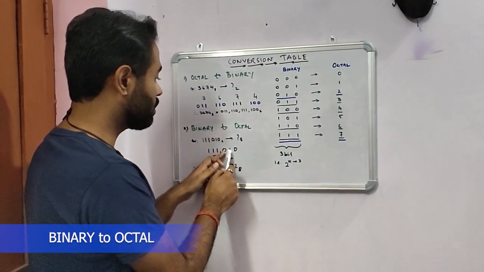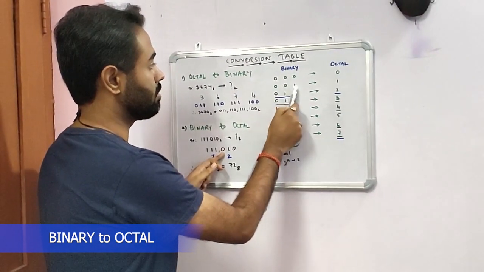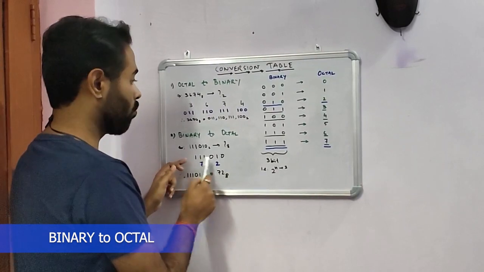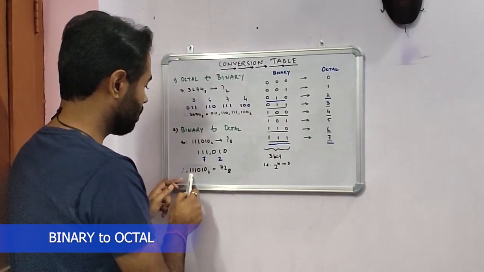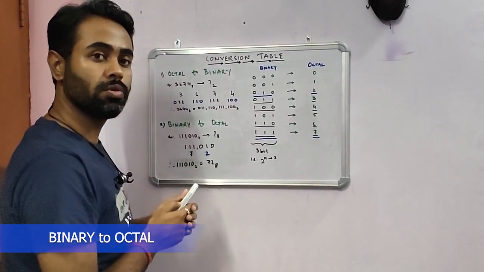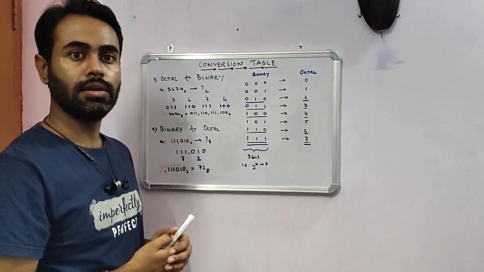Now the corresponding value of 010 binary to octal is 2. We have mentioned it. And 111 binary to octal is 7. So therefore 111010 base 2 is equivalent to 72 base 8. So these are the conversions of octal to binary and binary to octal.